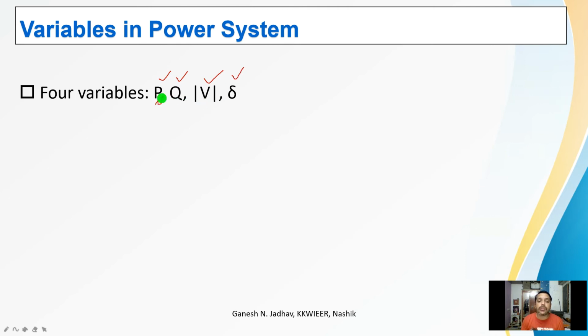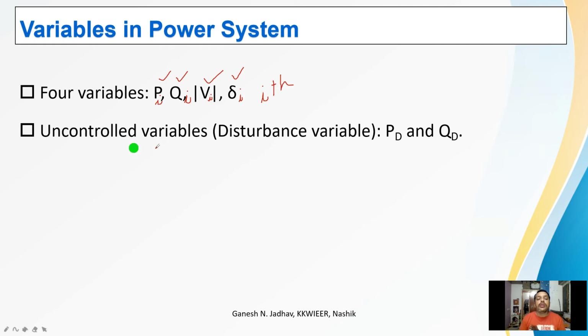Suppose this is the bus number i. I can say it has P_i, Q_i, V_i, and delta for the ith bus. I'm talking about the ith number bus. Out of these, two quantities are known and two quantities are unknown. What are the two known and two unknown quantities? We will see in the next slide.